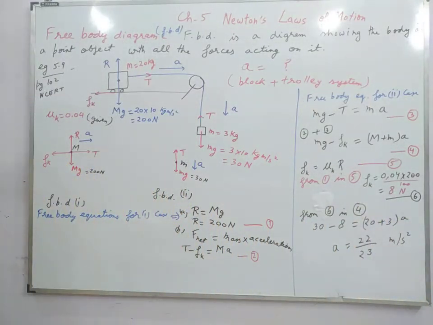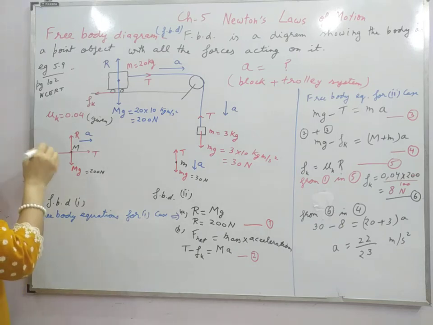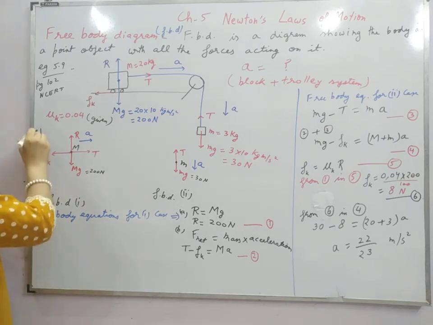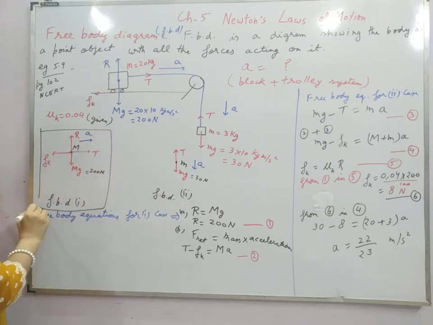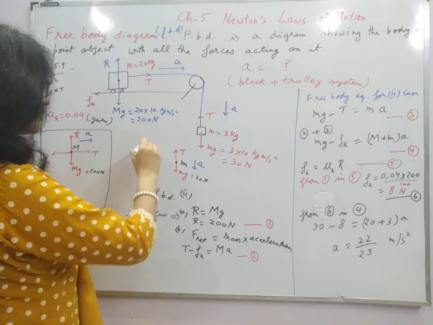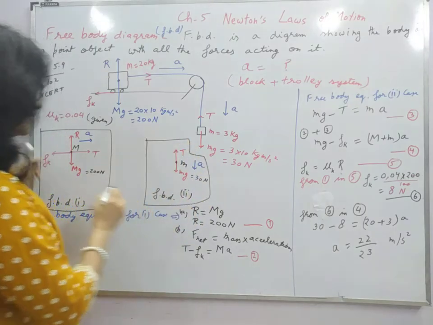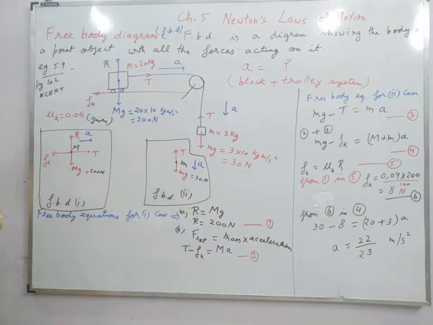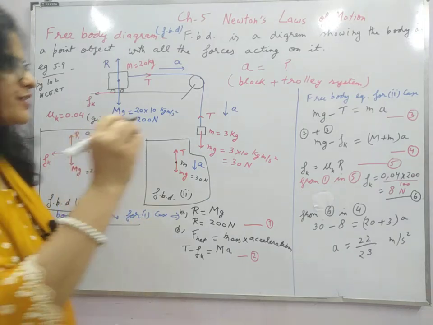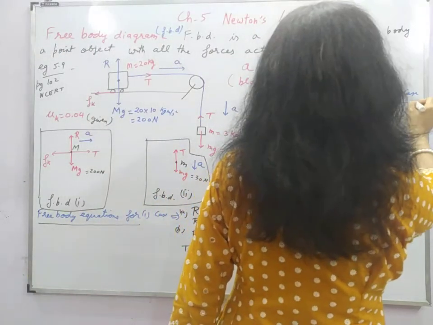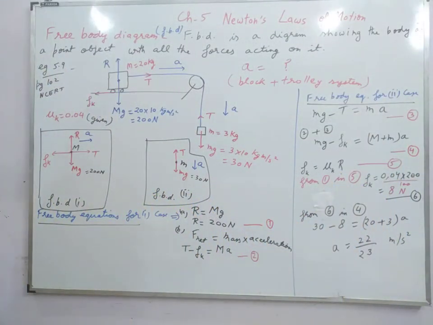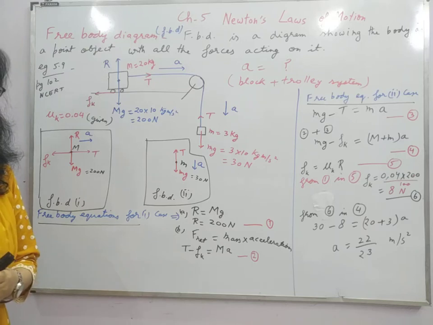So the most important thing is this, which we have drawn here. This is your free body diagram for the first body. This is your free body diagram for the second body, and then you have these free body equations for the first case and the second case, and then you have solved these things. I hope the concept of free body diagrams is clear.